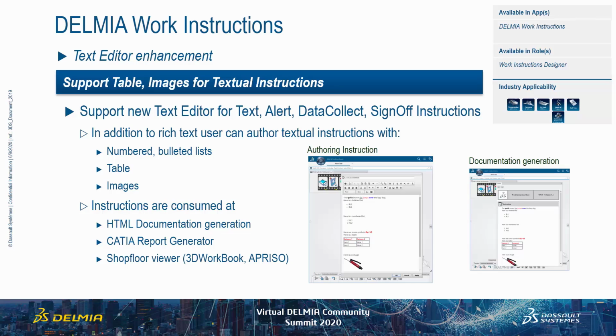Another enhancement for work instruction is about the text editor. Here we have provided many additional capabilities in terms of text editor for text, alert, data collect, and sign off instructions. So you can now have numbered bullets, lists, tables, images included in your text. And this can be used as output during your HTML documentation generation, or using CATIA report generator, or simply accessing with a 3D workbook or Aprizo with related 3D work instructions.